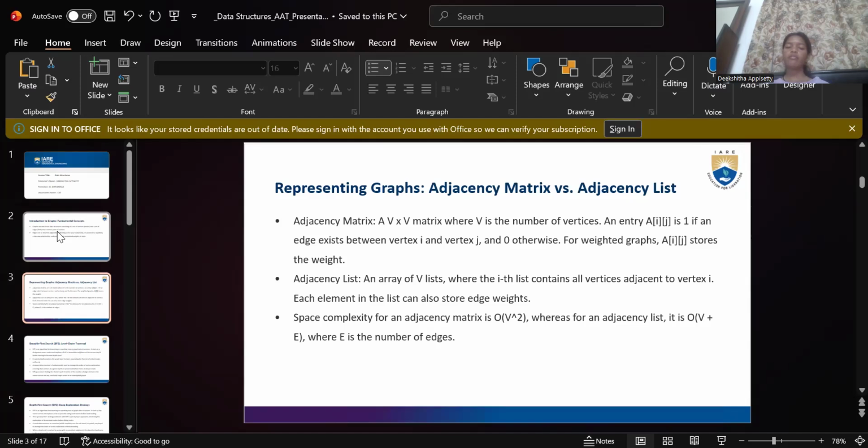Adjacency list: an array of V lists where the ith list consists of all vertices adjacent to vertex i. Each element of the list can also store edge weights.